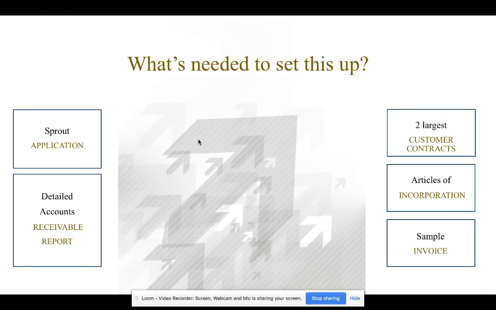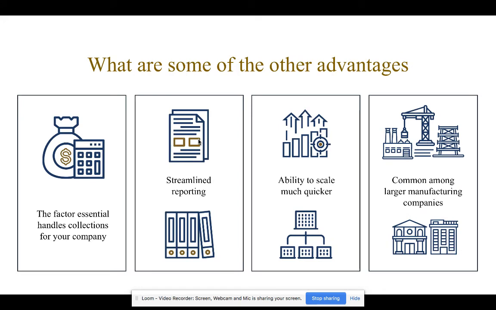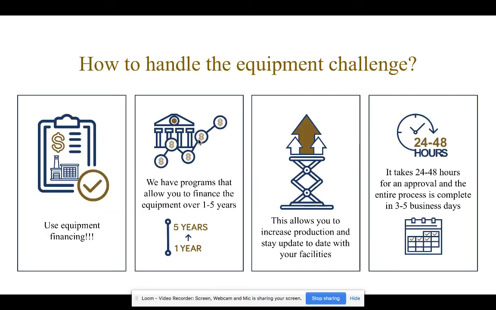All right, so let's talk about what's needed to set this up. It's pretty easy. You need a 1-page Sprout application, a detailed accounts receivable report, your 2 largest customer contracts, your articles of incorporation, and a sample invoice. After that, I could get you a term sheet in 24 to 48 hours. All right, what are some of the other advantages? Well, the factor is going to handle most of your ongoing collections for your company now. Okay, they're going to give you streamlined reporting, and it's going to allow you to scale your business much quicker. This is very common among the larger manufacturing companies.